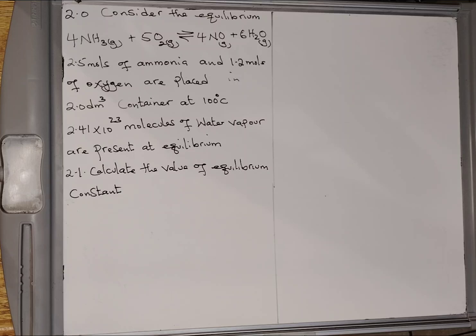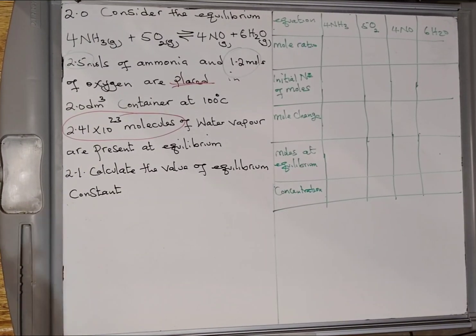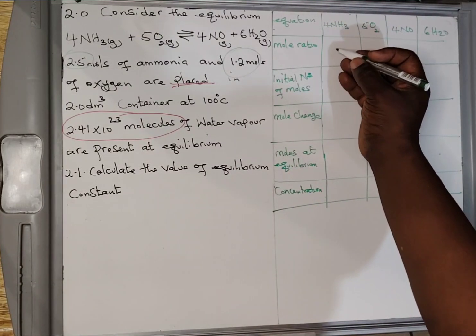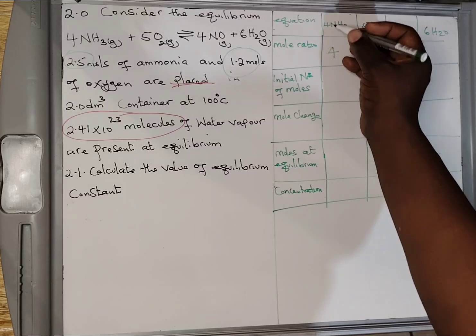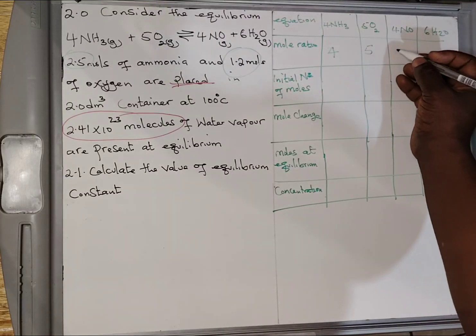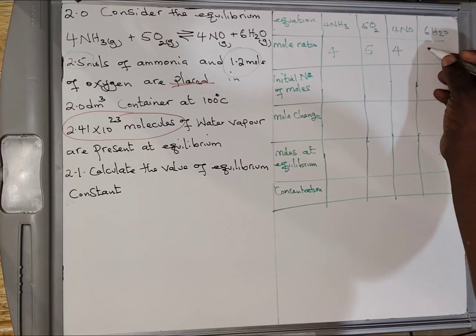So how do we approach this? We are going to have the table, and let's see how the table will look. So this is the table we are having, and what can we fit into it from what we know? What do we know about the table? We know the ratios. This one is 4 from there. This one is 5. This one is 4. This one is 6.